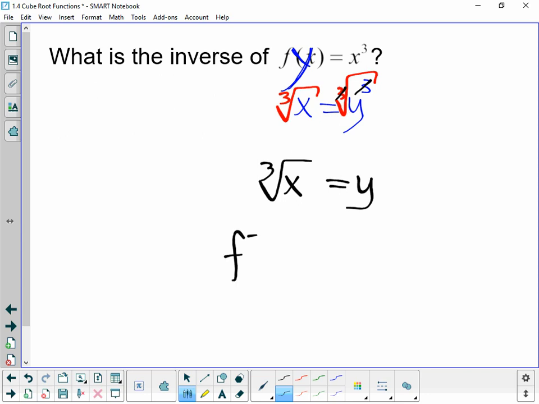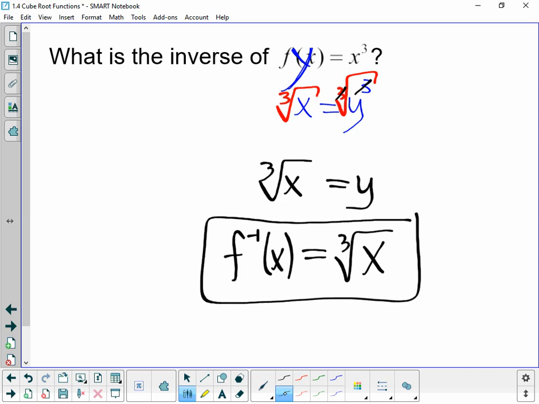So if we write it in function notation, it would be that the inverse of f is the cube root of x. Now please note that the 3 is small and it's sort of tucked in snug to that root. You don't want it to look like this. That looks like 3 times the square root of x. So this is different than that. This is the cube root of x. So just be careful with how you're writing it and try to be precise. So that's the first function I wanted to look at.